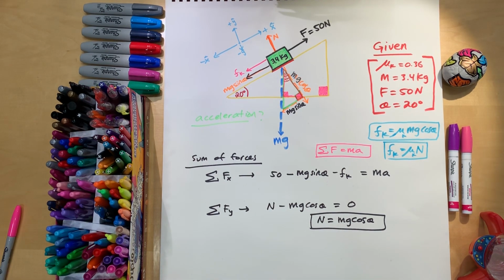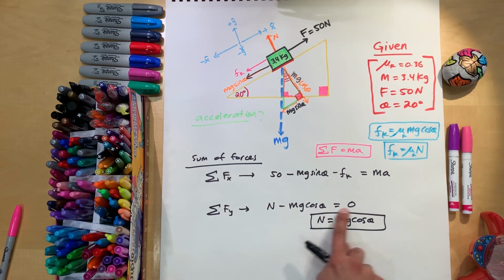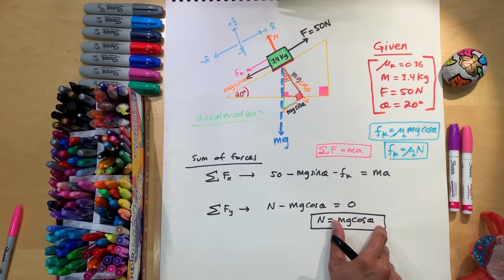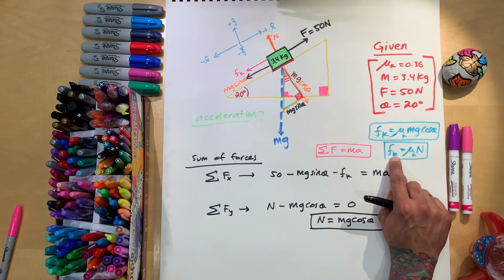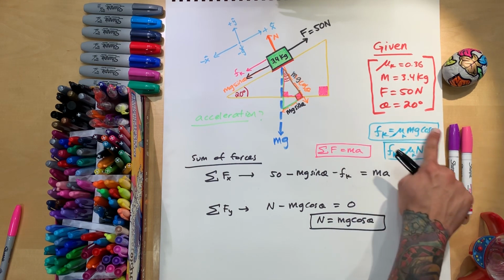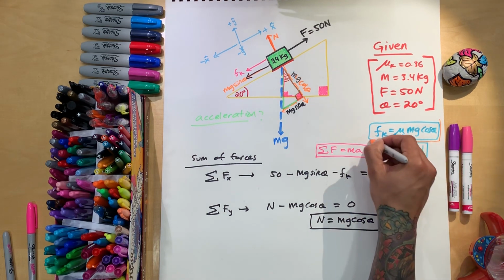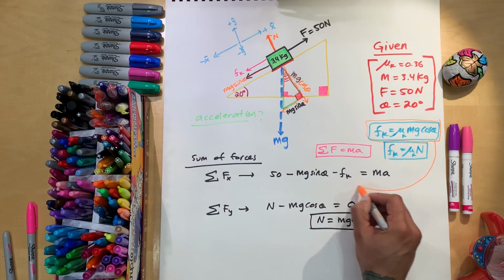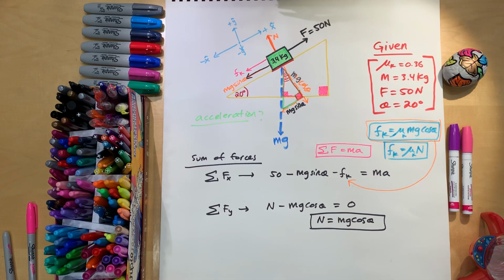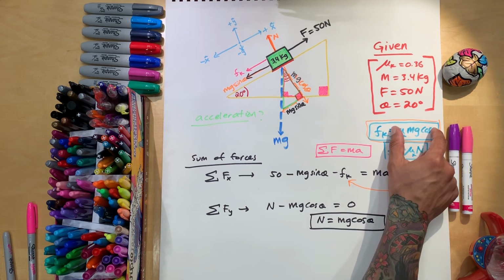Okay, so let's continue. We solved the sum of forces in the x, the sum of forces in the y. The sum of forces in the y gave us normal is equal to something, right? Because we know the formula for friction, we're able to replace the normal, and now we have this good looking formula up there. So this is what we need to use and replace in here. So we're gonna do that.